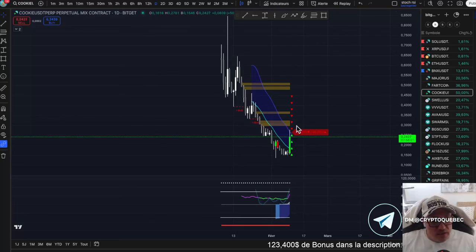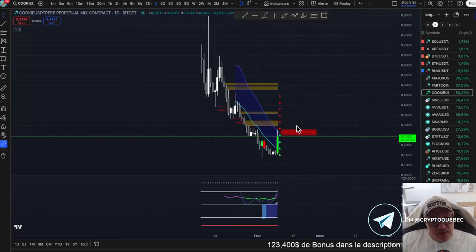So today we're going to look at the cookie. You know, the cookie. It's a super token. Actually, it's the exact setup that we're going to look at today. How I found the cookie.